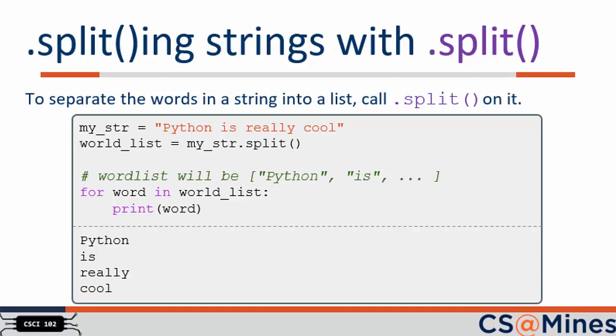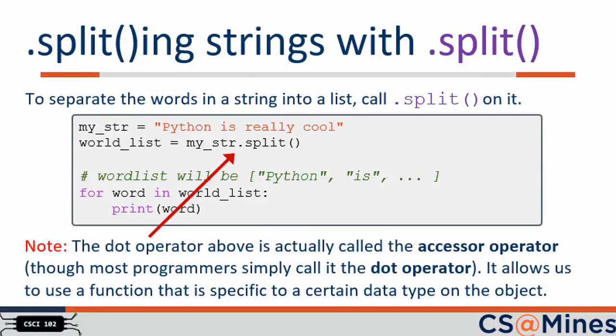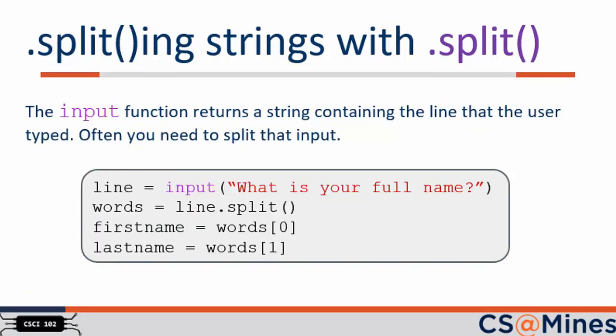Suppose we have a sentence and we want to separate each word in the sentence. By calling the function split on a string, a list containing each word in the sentence will be created. In this example, "Python is really cool" becomes a list of 4 strings, each of which are stored in the variable word list. Notice how we call the split function using the dot operator on our string variable. This allows us to use a function, for example a split function, that is specific to a certain data type, like a string.